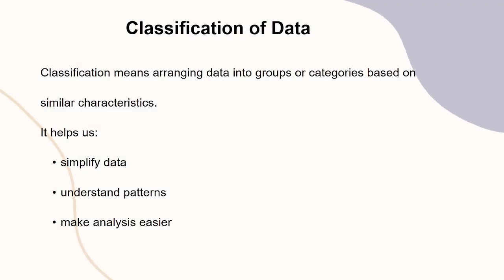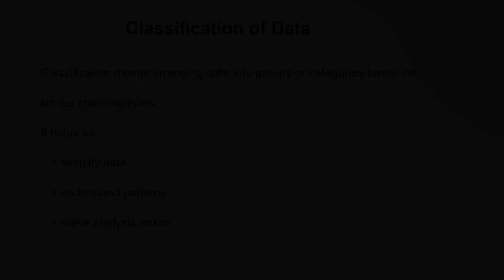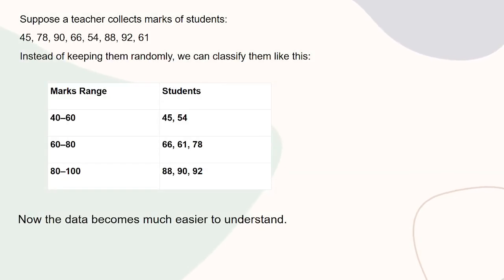What is classification of data? Classification means arranging data into groups or categories based on similar characteristics. It helps us simplify data, understand patterns, make analysis easier. For example, suppose a teacher collects marks of students. It's 45, 78, 90, 66, 54, 88, 92, 61.